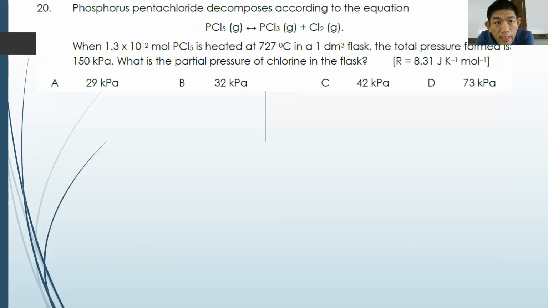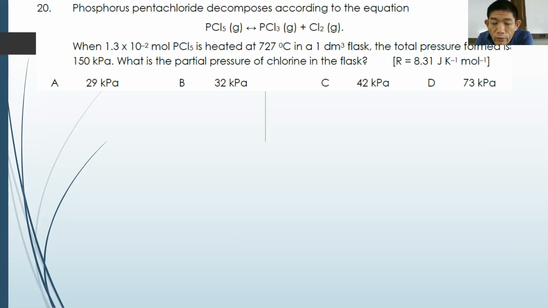As for question number 20, phosphorus pentachloride decomposes according to the equation PCl5 gives PCl3 plus Cl2. When 1.3 times 10 power negative 2 mole of PCl5 is heated at 727 degrees Celsius in a 1 decimeter cube flask, the total pressure formed is 150 kilopascal. What is the partial pressure of the chlorine here? Because this system is an equilibrium, not all PCl5 will be decomposed. So you have to first find out the total mole of the gases at the end of the day.